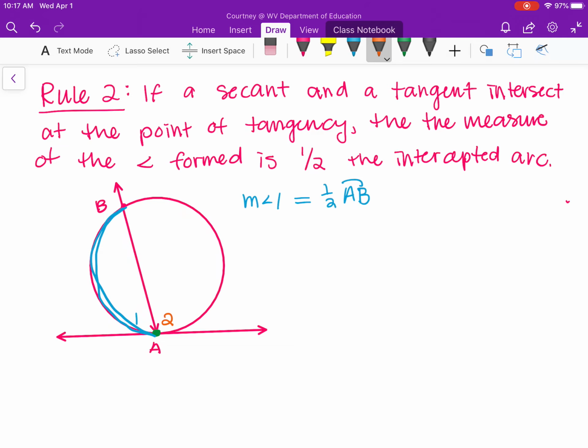And again, you guys are going to say, we've already done this before. We have. It's called an inscribed angle. Remember when we did that? It's kind of the same thing. Then the measure of angle 2 would be, oh, this is a major arc, so we need one more point here. Remember when I said a major arc always has 3 letters? So it's half of ACB. Okay, A to C to B.